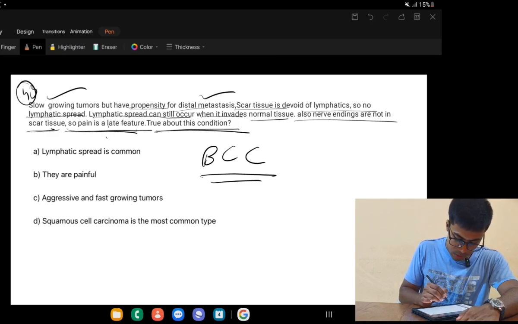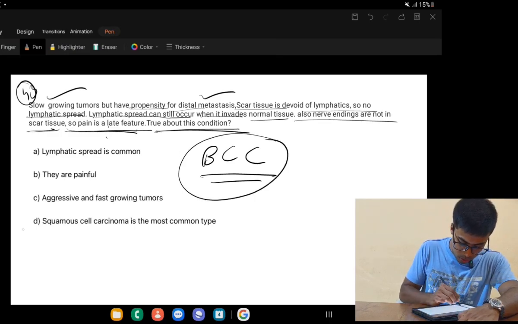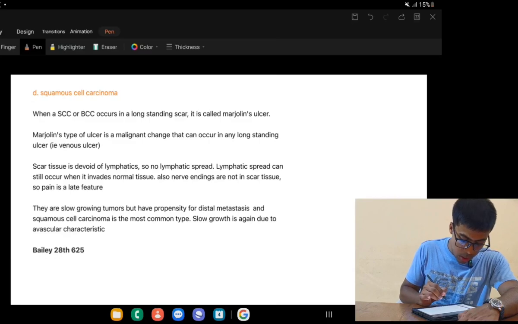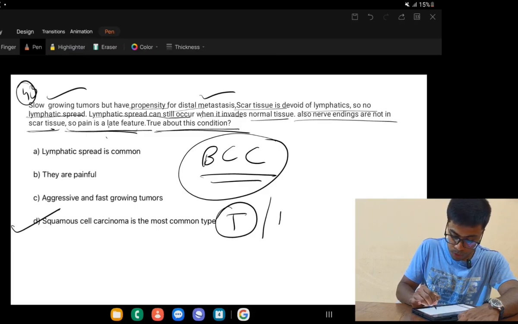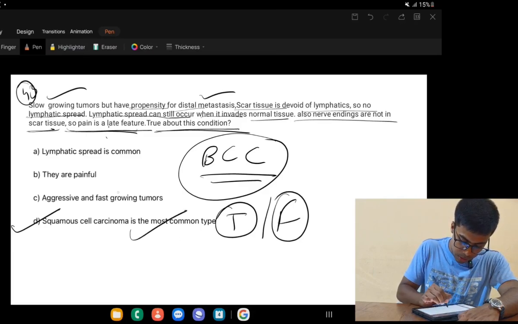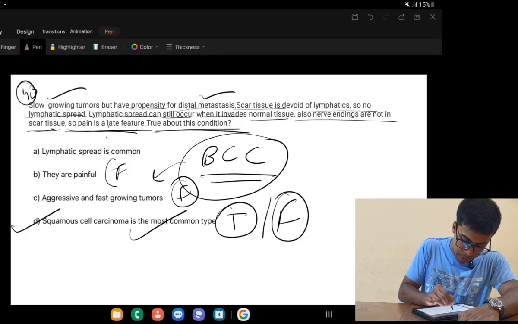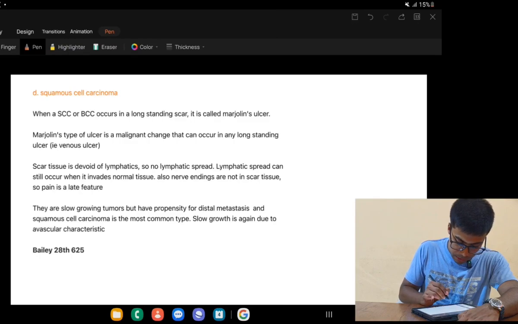Lymphatic spread is common, is not possible for basal cell carcinoma. Aggressive and fast growing is squamous cell carcinoma. Squamous cell carcinoma is the most common type. So I don't know how they framed this question, but squamous cell carcinoma is the most common type. This must be answered. So it was a true or false question. This is a true statement. This is a false statement related to BCC. False statement. So they framed it like that.